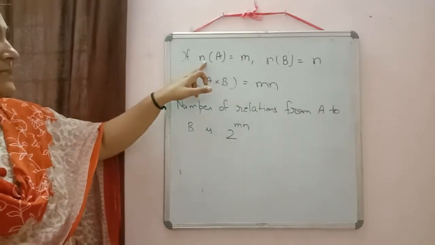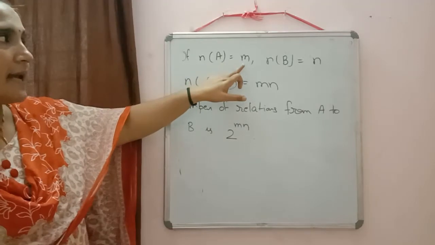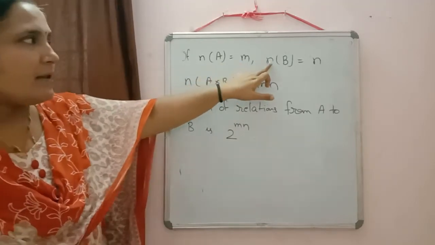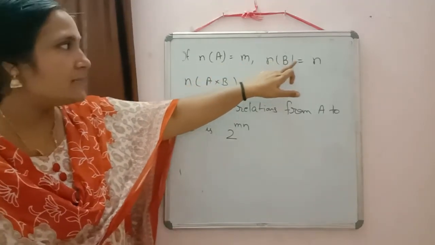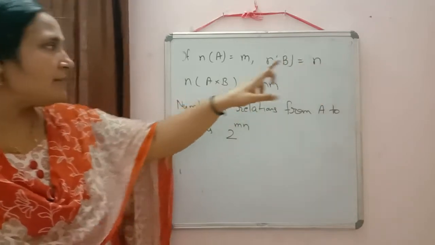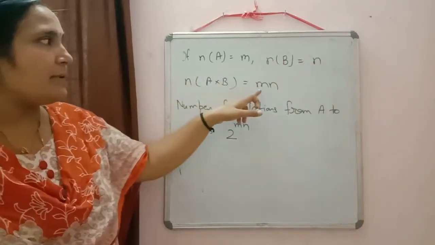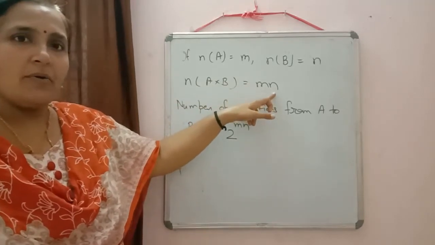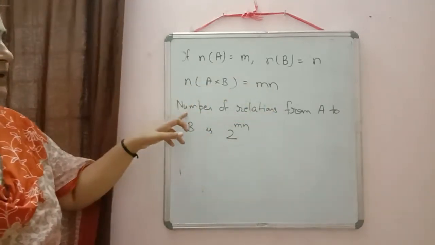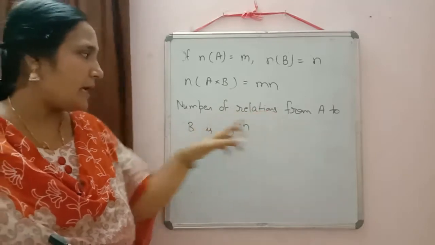n(A) means the number of elements in set A is equal to m. The number of elements in set B is equal to n. Then, as we already studied, the number of elements in the Cartesian product will be equal to m into n. And now we will check what will be the number of relations from A to B.